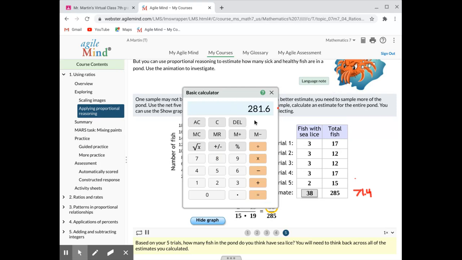All right. So we're going to figure out the total. So the total is 281.6. But there were how many trials? 5. So to get the average, what do I need to do? Divide 281.6 by 5. Good job. And what are we going to get? About how many? 56.3. All right. So about 56 fish in her pond have what? Sea lice. That's gross. All right. So we did a great job there.